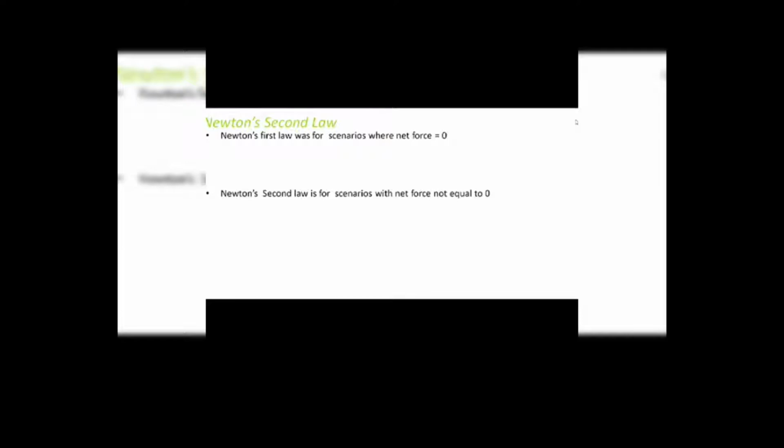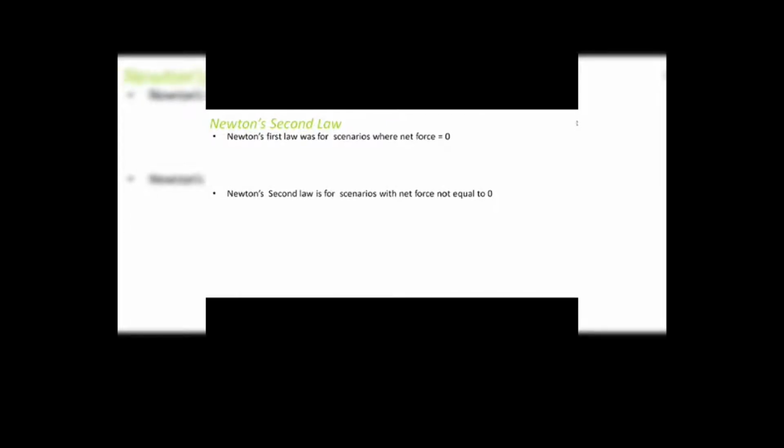So now Newton's second law is for scenarios with net force not equal to zero. That means here some external force is applied on the body, right? You are clear with the fact that in the first law we were only talking about uniform motion. So now we will talk about a general scenario where there is an external force also acting on the body.